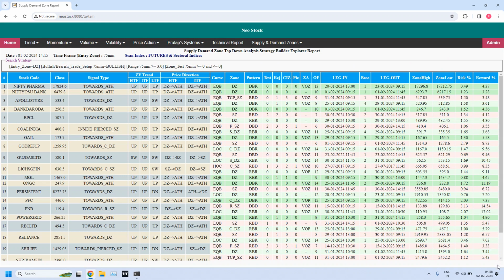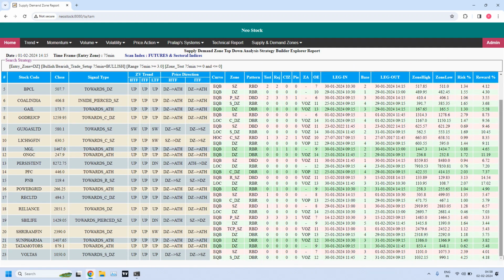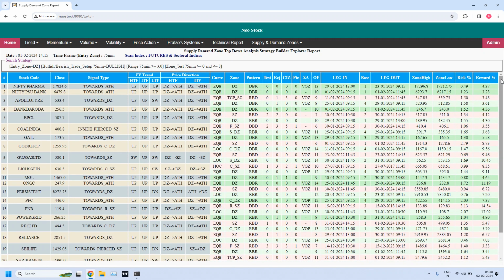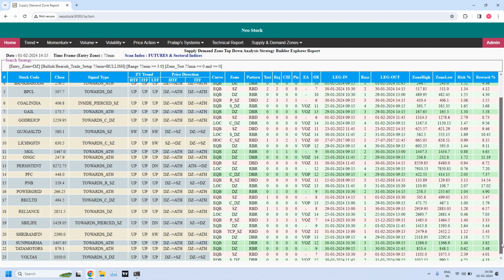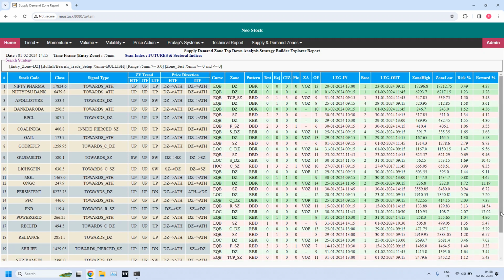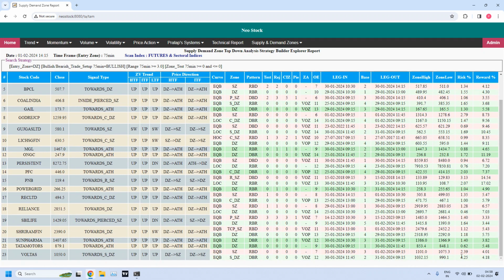Now the filter is reduced further. Still, there are a good number of stocks. Now it has come down to 23. All these stocks are having a good reward, most of the stocks. See here, we have only 1:1 reward or close to 1:1.